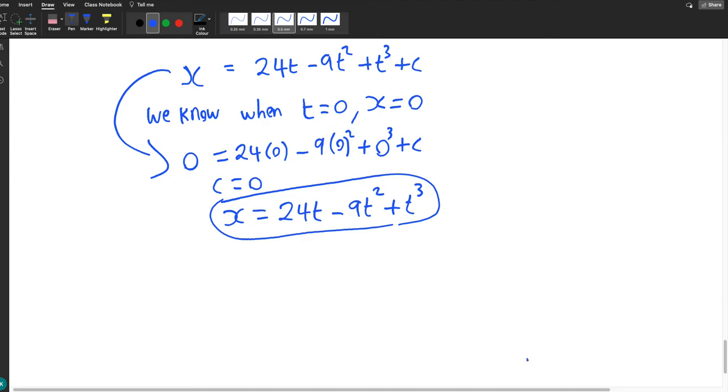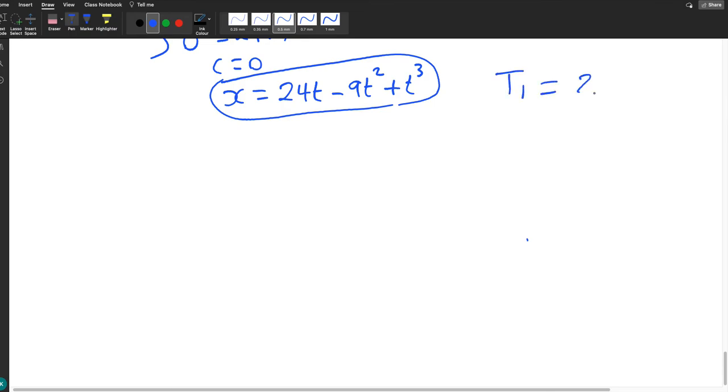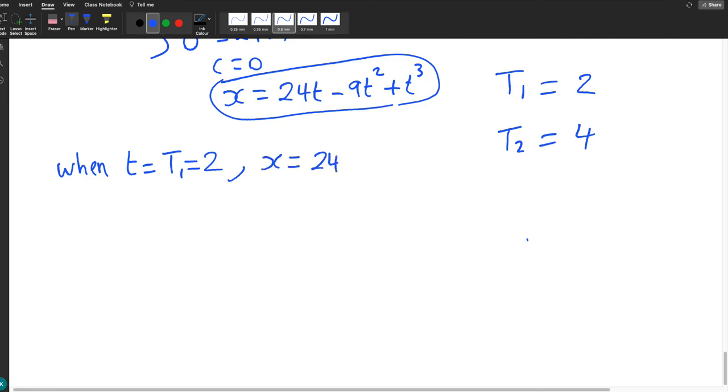So we know that T1 equals 2 and T2 equals 4. Okay, so in here, when T equals T1, which is equal to 2, x equals 24 lots of 2 minus 9 lots of 2 squared plus 2 cubed. Let me just use the calculator. 24 lots of 2 minus 9 lots of 2 squared plus 2 cubed. Great. Lo and behold, x equals 20. So that's the first part proved.